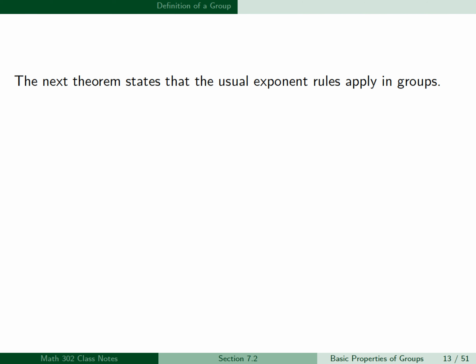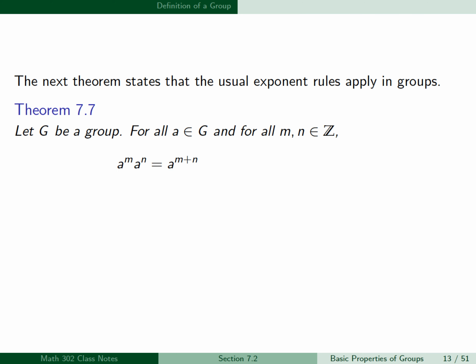Now the next theorem tells us that the usual exponent rules apply in groups. So this is Theorem 7.7. Let G be a group. For all a in G and for all m, n in Z, a^m times a^n is just a^(m+n). So to compute a power times a power, we add the powers.